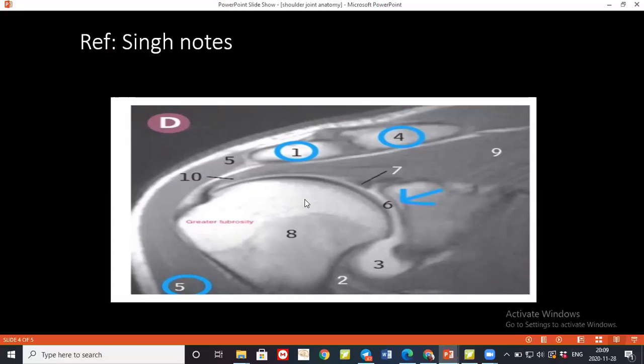Excellent. Can you tell me what are the reflexes that you know of in relation to the upper limb or the shoulder joint, and how can you test them?